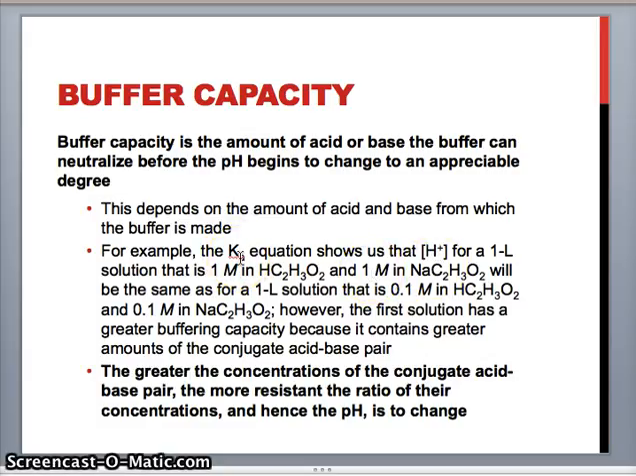they would have the same pH. The first solution that has these greater molarities has a greater buffering capacity because there's just more moles of that weak acid and that weak conjugate base present, so it would be able to neutralize more strong acid or strong base that's added to it. So the greater the concentrations of the conjugate acid-base pair, the more resistant it's going to be to actually get that pH to change when adding a strong acid or a strong base.